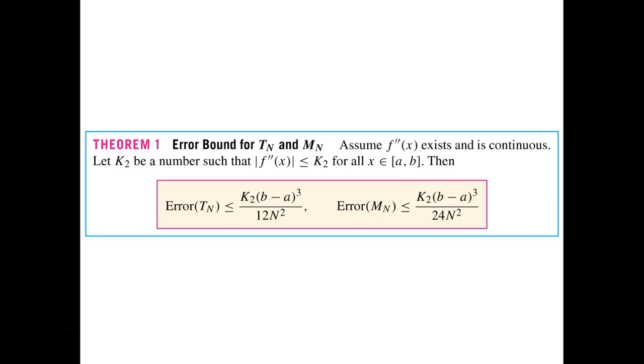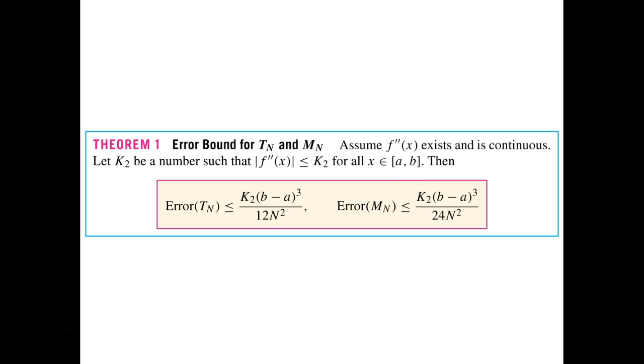Now, with that in mind, your error for the trapezoid rule, actually your book has midpoint. No, it has midpoint first. Your book has midpoint first, second trapezoid. No, your book. Yeah, I'm getting confused. Your book has midpoint first and trapezoid second. This slide than the other one.